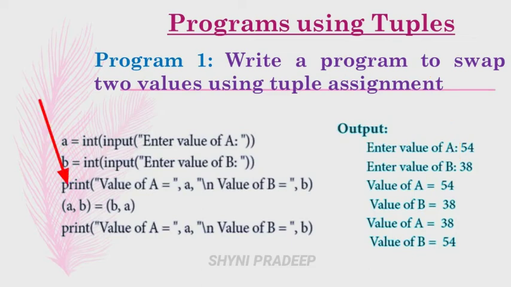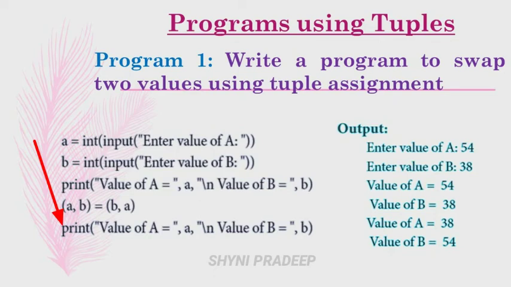And see the next line, print value of A is equal to, write the value of A. Next slash n, value of B is equal to, write the value of B. So slash n means next line. So value of A is equal to what? 54 and value of B is equal to 38. And next A comma B is equal to B comma A. Because we are going to swap the two values, which means exchanging two values. So A becomes B, B becomes A. Okay. So A comma B is equal to B comma A. Here A is equal to B, B is equal to A. Now the values are swapped. And see the next line, print value of A is equal to A.